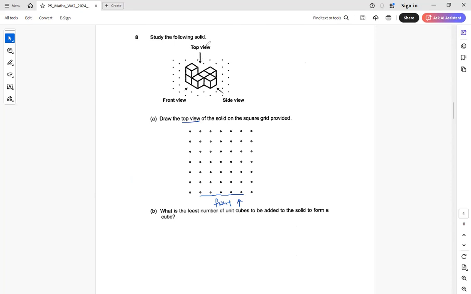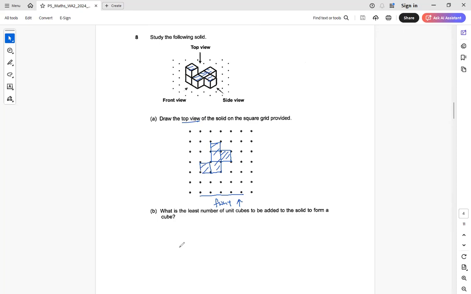Looking at the top view, the first column I have 1, so I'll draw 1 here. And then my second column there is 3, so I'll draw 3 squares. Take note when you are drawing on your own paper, you have to use a ruler. And then the last column here I have 1, but it's connected to the second one, so it's like this. So this is my top view, and this is from the front.